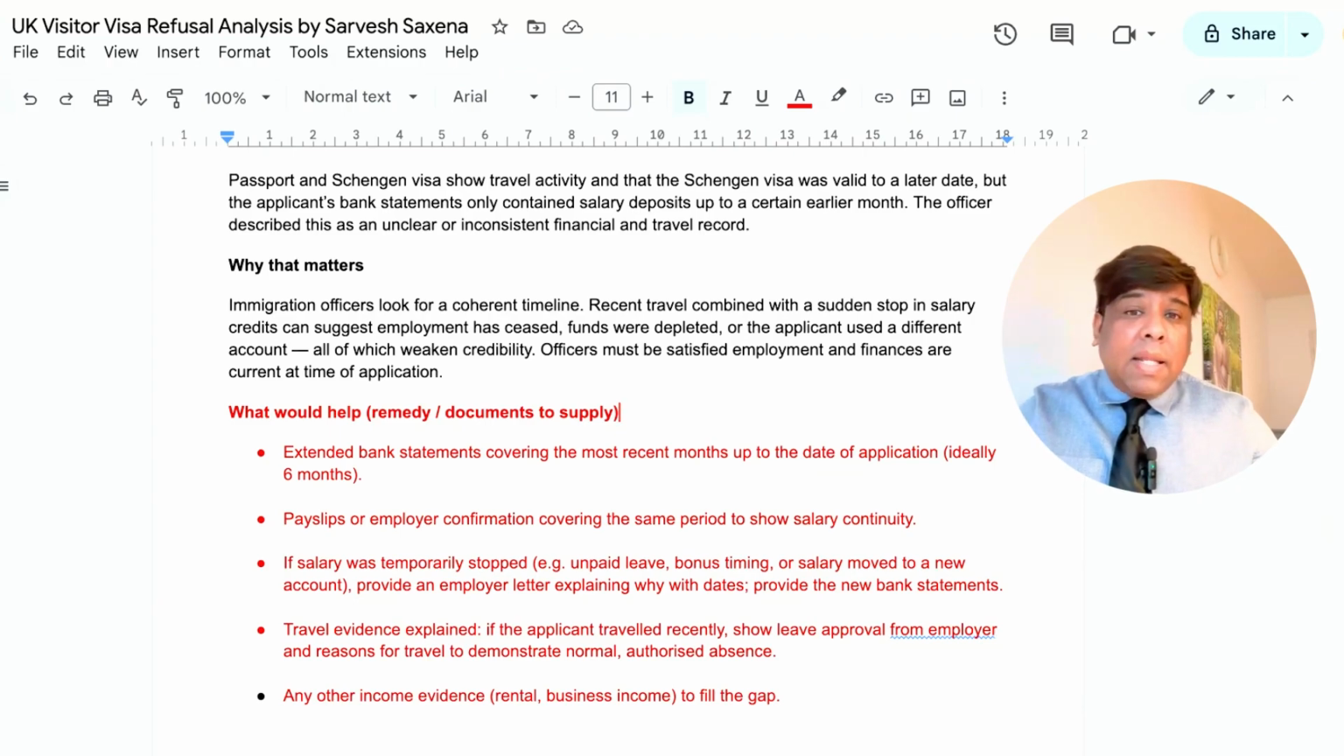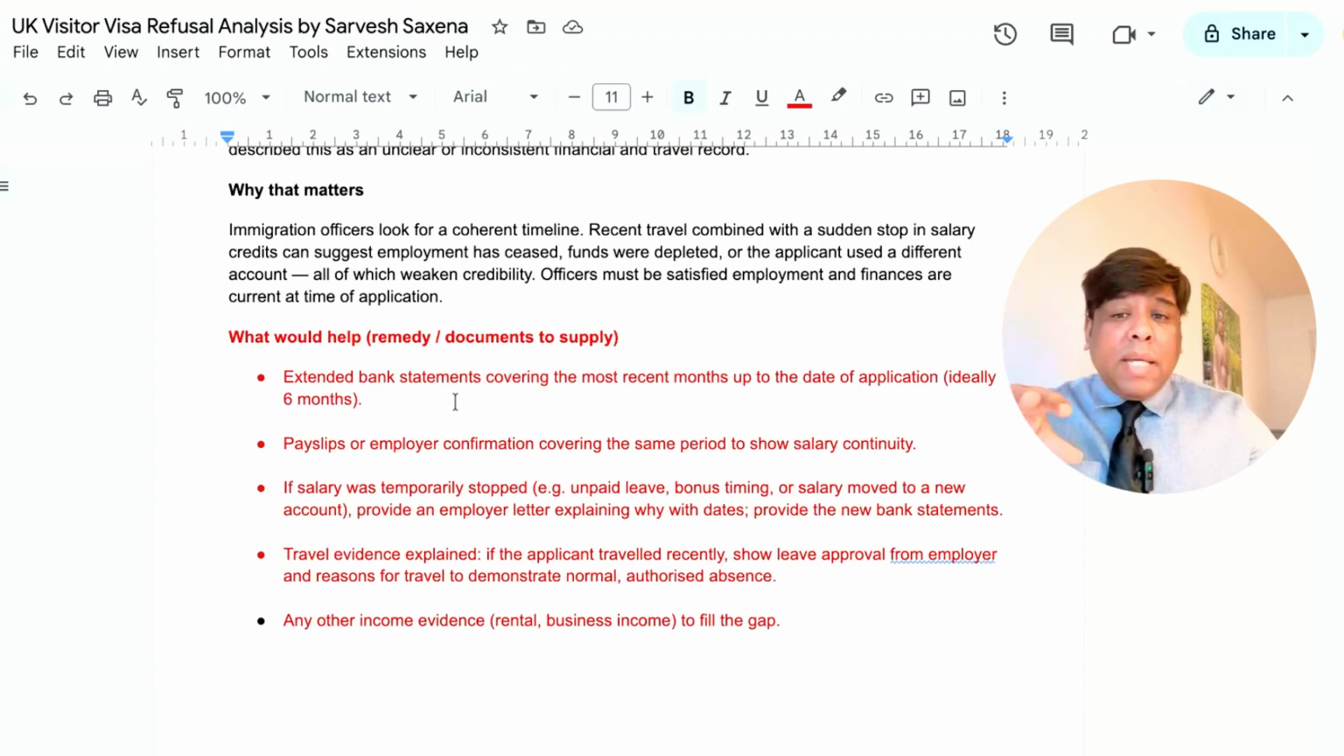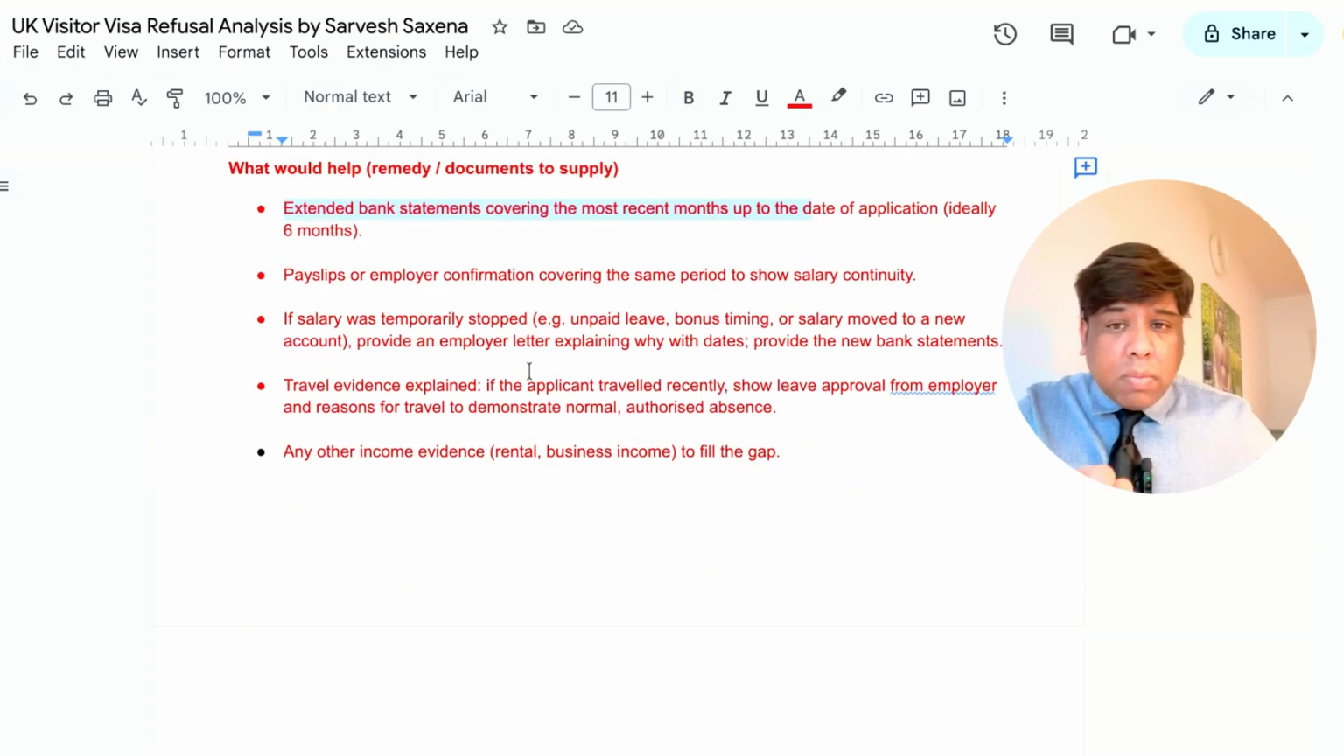Had he done that, then the visa officer would not have assumed in a negative way that you have no consistency of income. Now, what would be the legal remedy? You should show extended bank statements covering the most recent months, say up to 6 months, ideally. Pay slips from the employer covering the period, which I already explained to you. If salary was temporarily stopped, unpaid leave, bonus timing, salary moved to a new account, provide an employer letter explaining why the dates, and provide new bank statements.